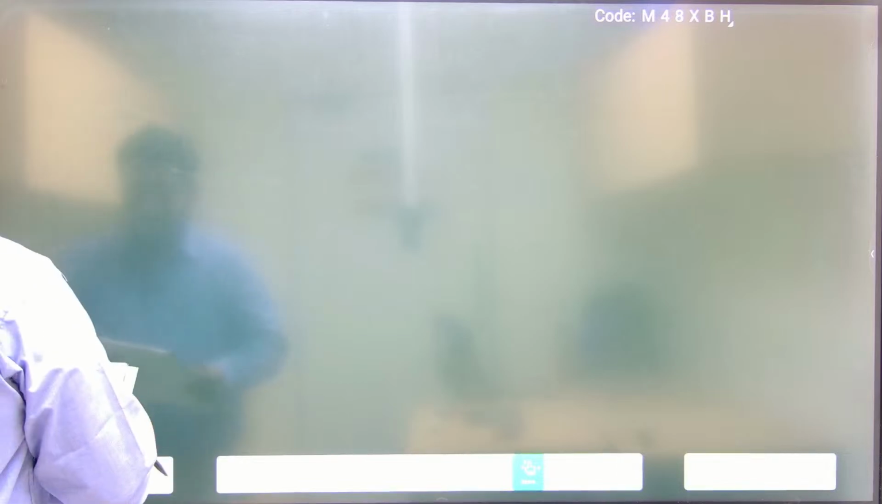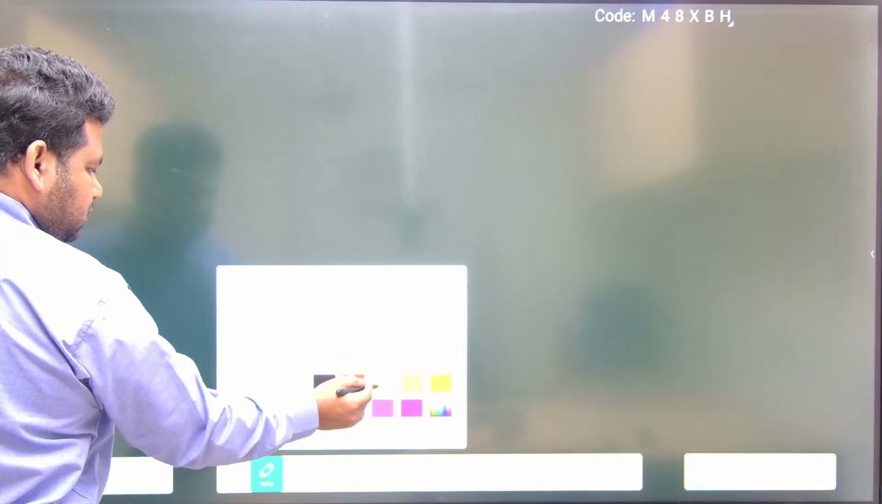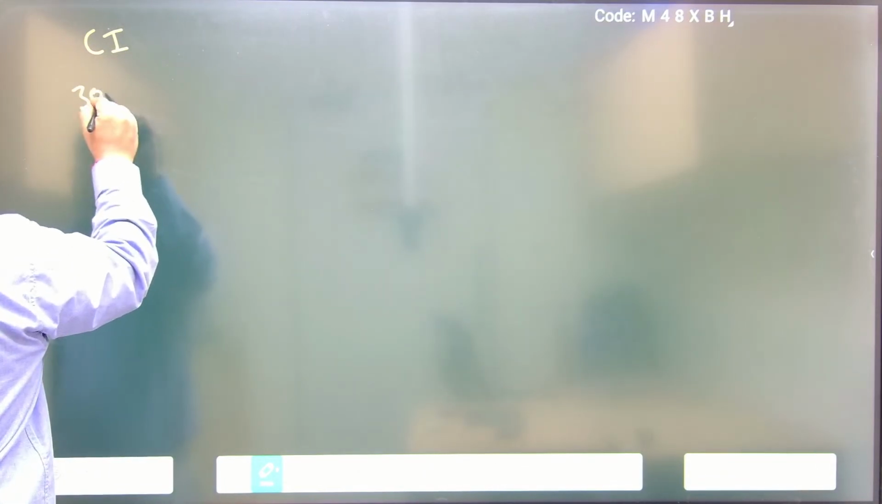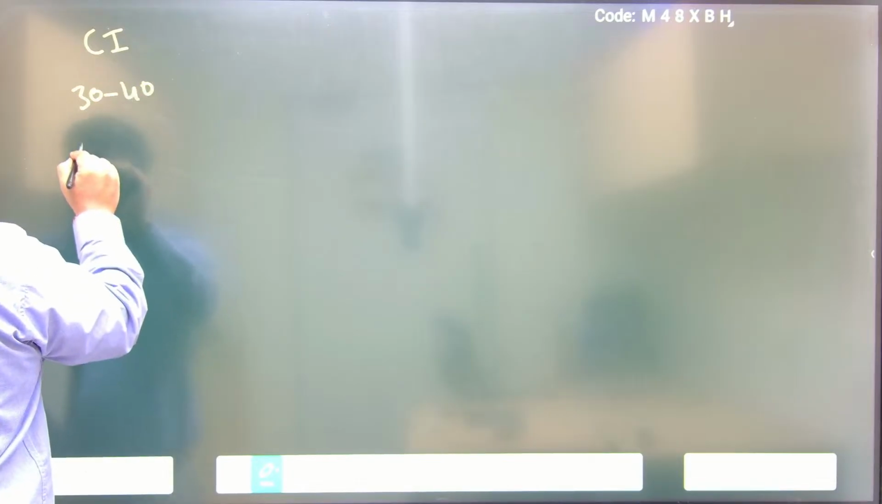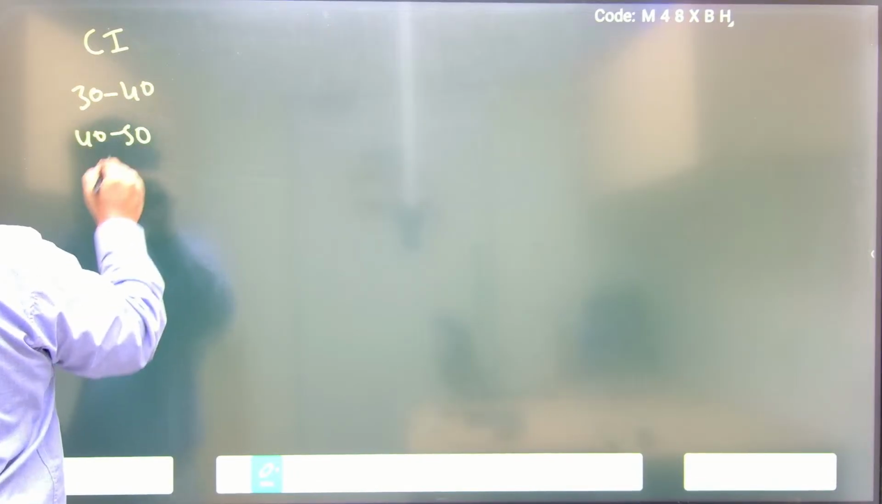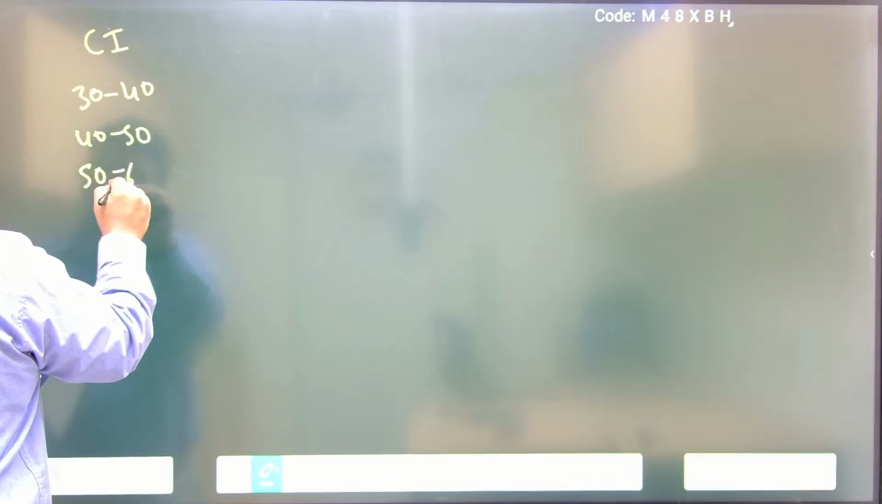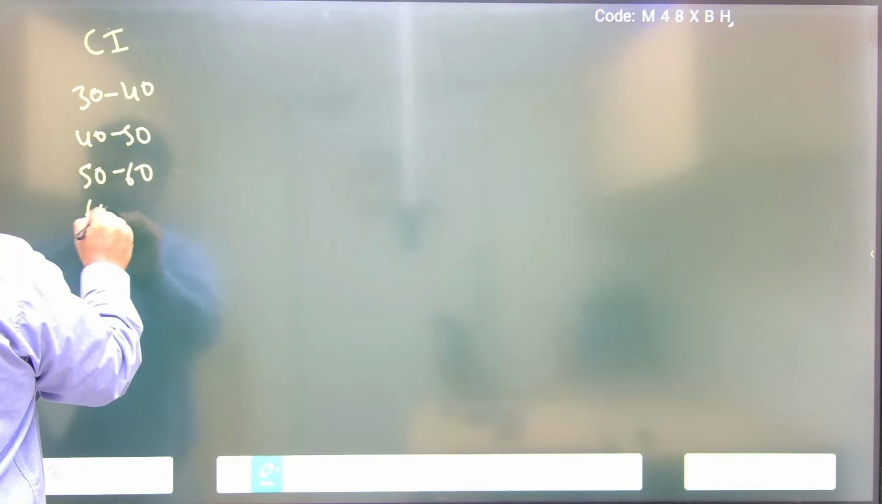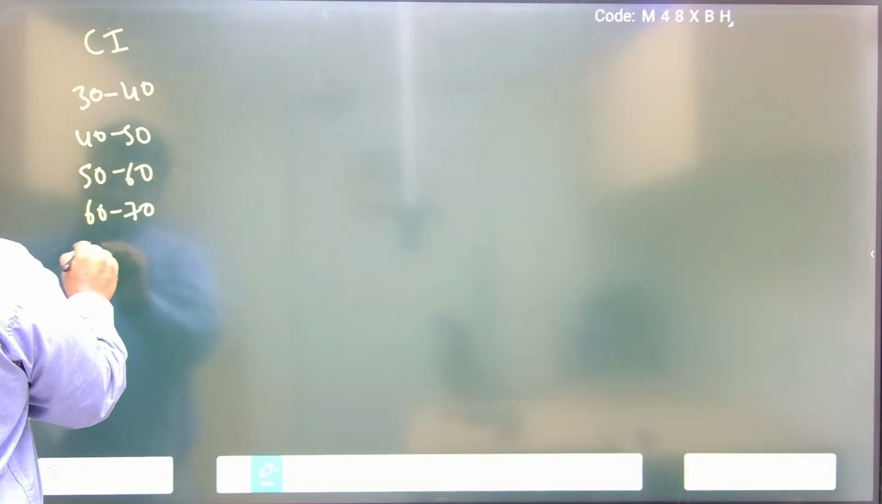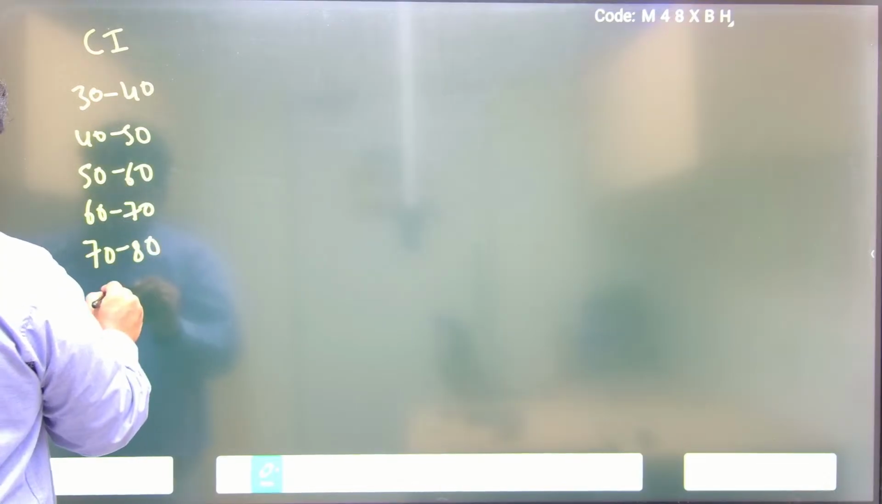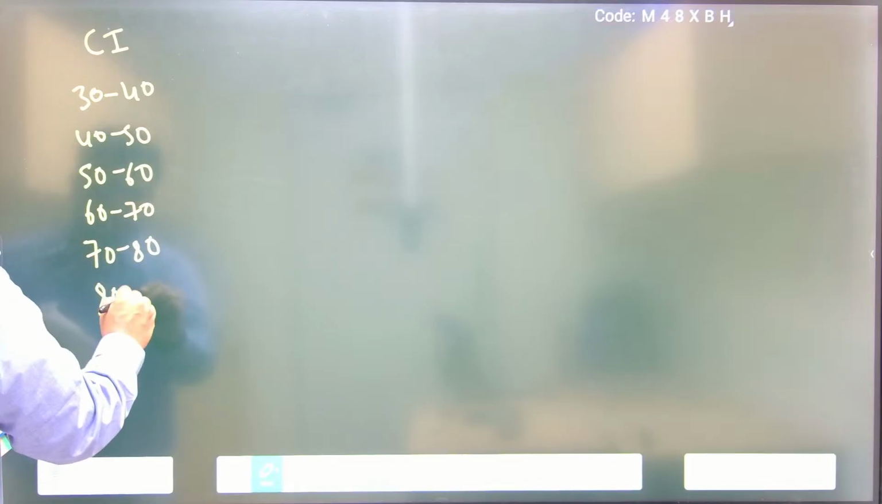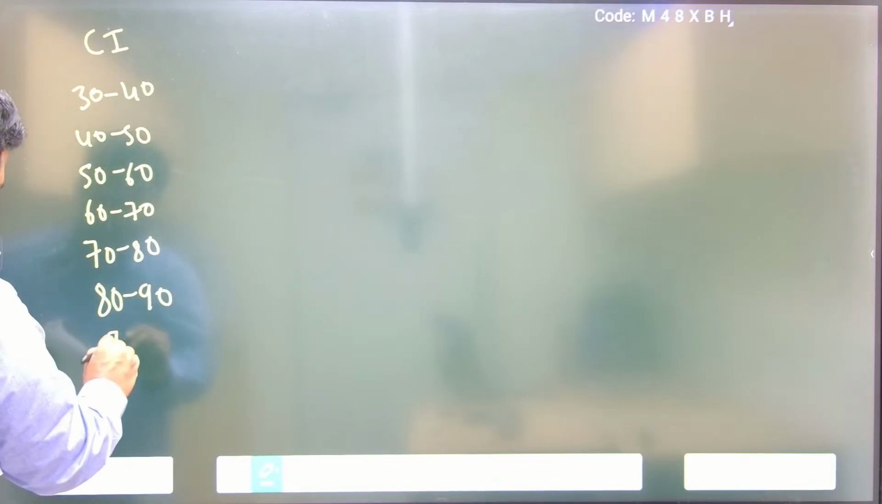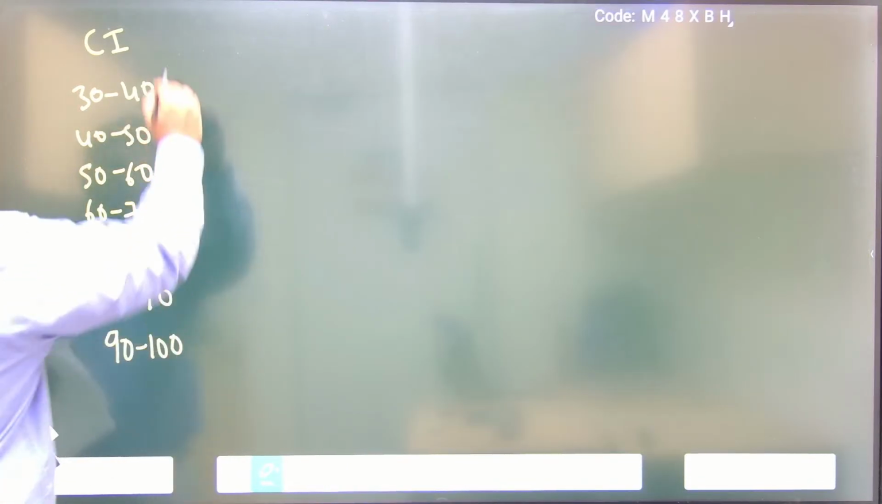First of all, what do we have to write down? The class interval. Let us write down the columns. The class interval is given as 30 to 40, then 40 to 50, then 50 to 60, then 60 to 70, then 70 to 80, 80 to 90, then 90 to 100. This is the class interval they have given.